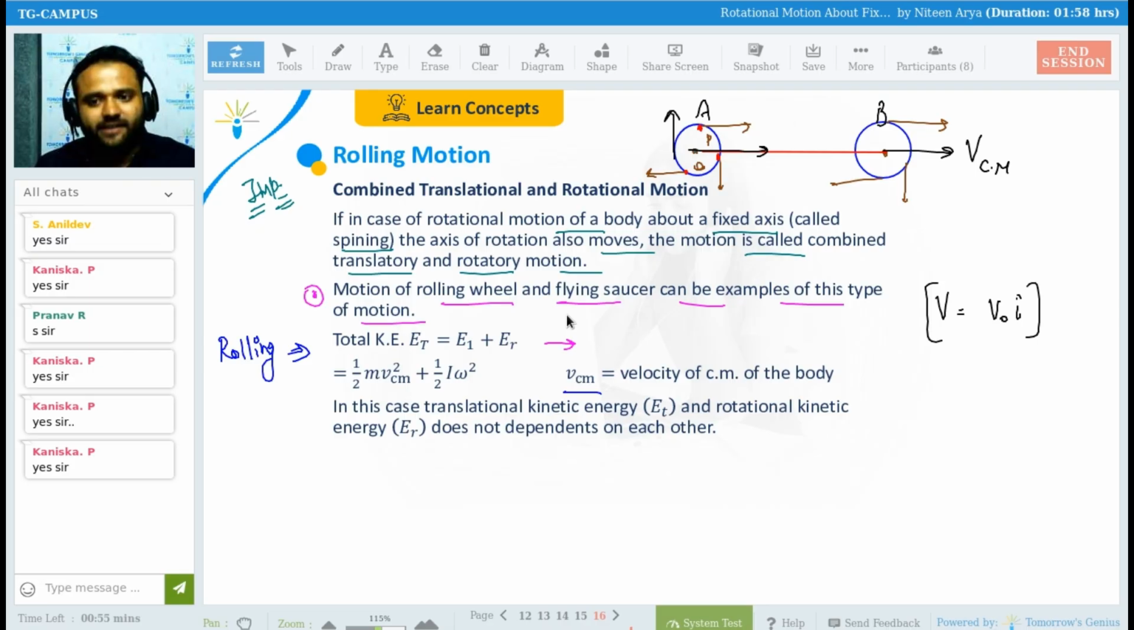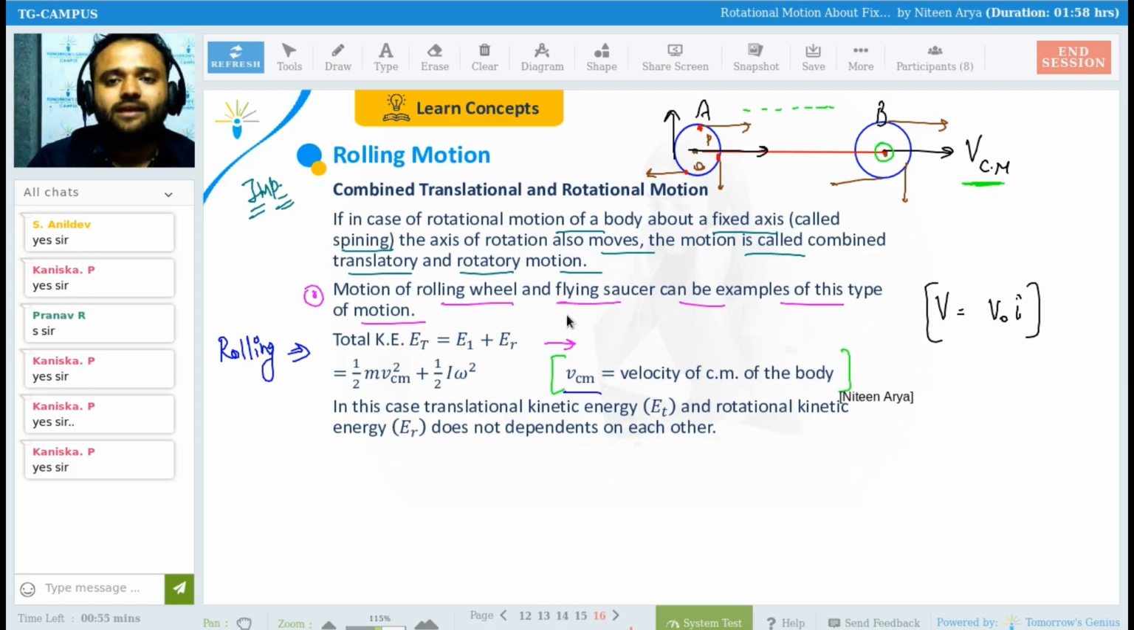For a simple symmetric shape, the velocity we are going to take for translation motion, for motion between A to B, is the velocity of the center of mass, which is the velocity at the center itself. But if in any case the body is unsymmetric, then we are going to find the center of mass and the velocity of the center of mass, and that velocity of center of mass we are going to take in the translation motion of rolling. Is this clear, everyone?